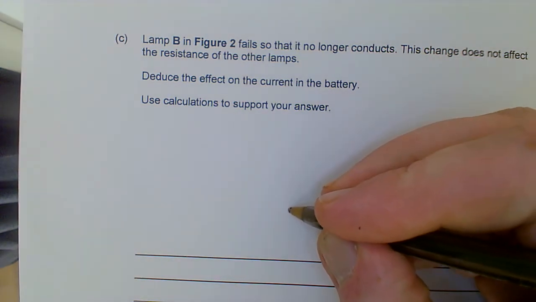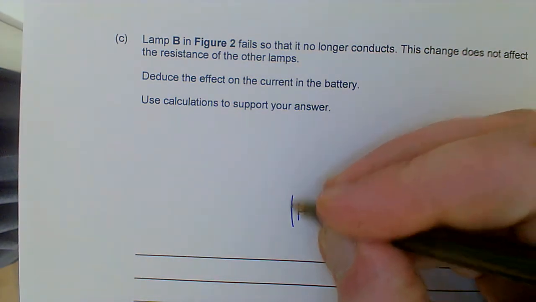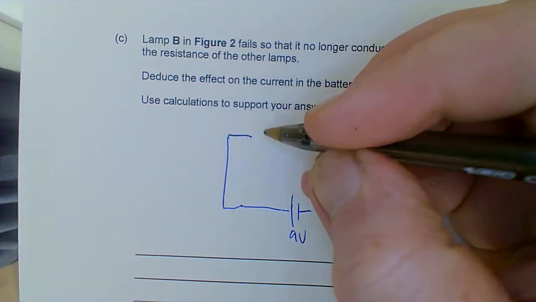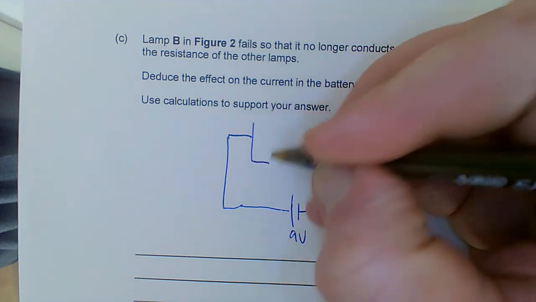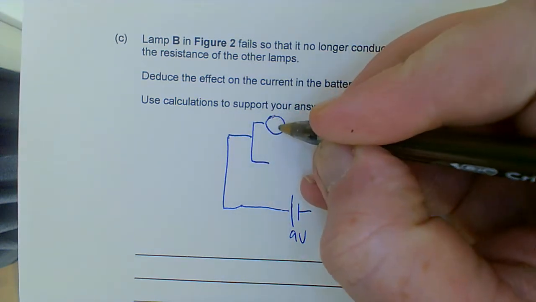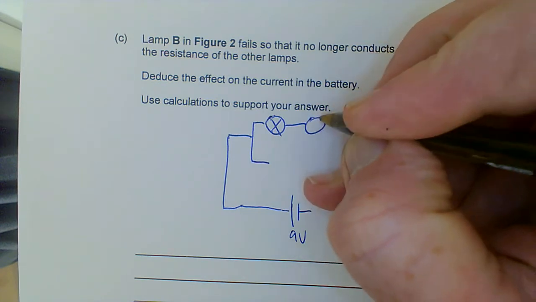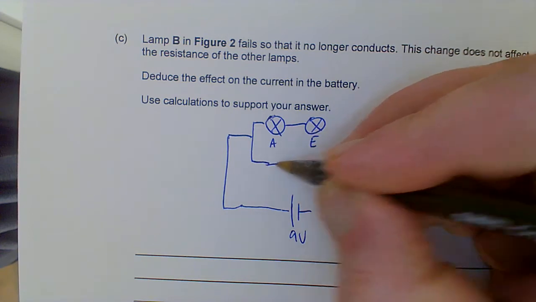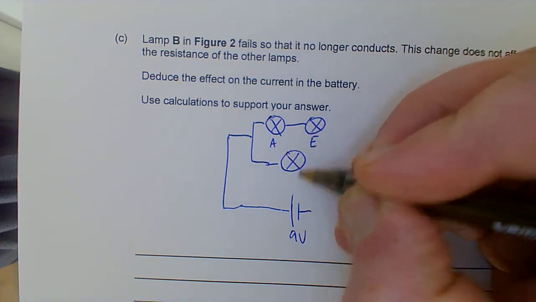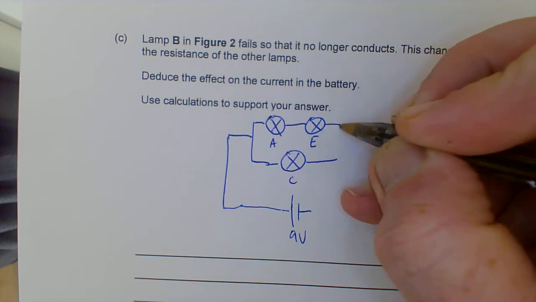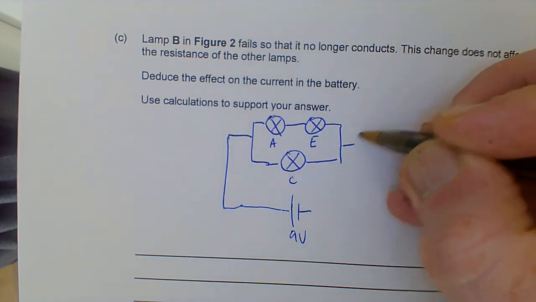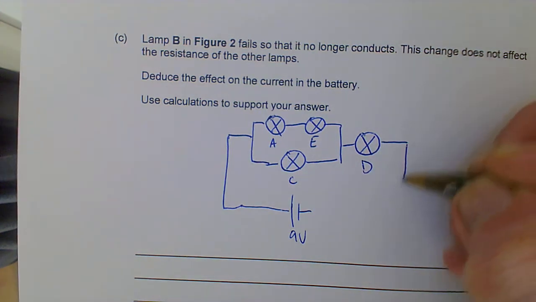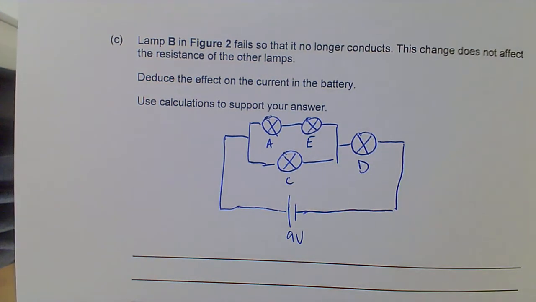The negligible internal resistance remains the same, 9 volts. We come up to here now, and we still have a parallel network, but it's changed slightly now. Now we have A and E in series with each other, which is in parallel with C, and then it goes down through D in series with that. That's what effectively the circuit has turned out to be like.